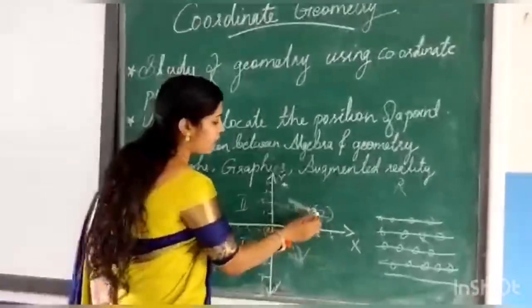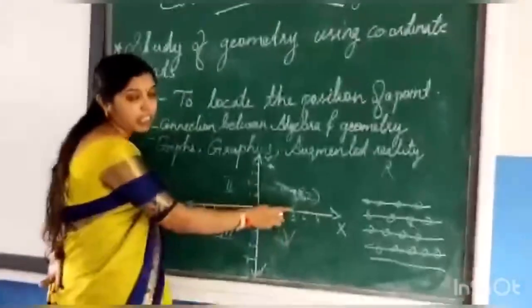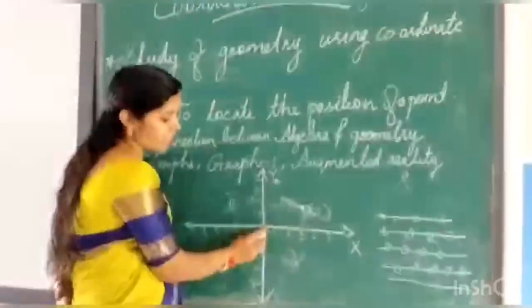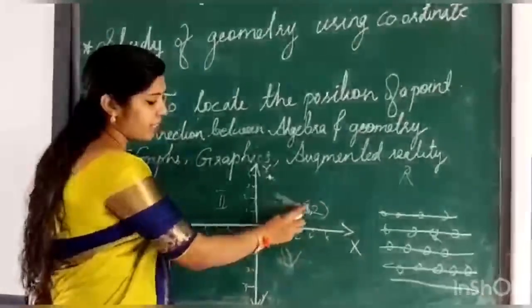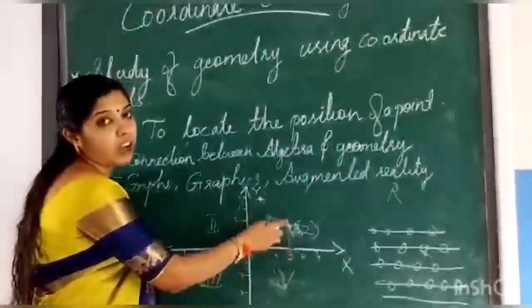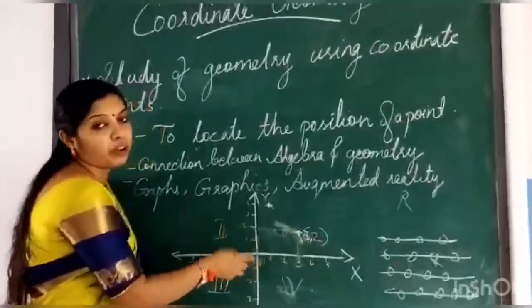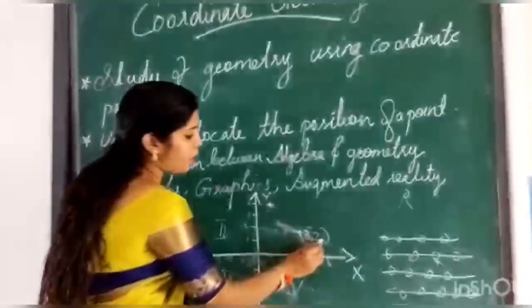The 3 shows the first one. It is along this, as you have studied in the 9th standard. This 3 shows the first one, and the next number 2 shows how far it has moved along the y-axis. That is (3, 2).